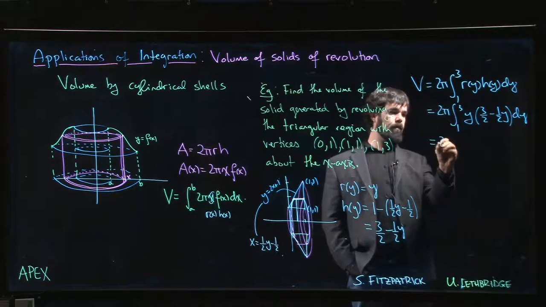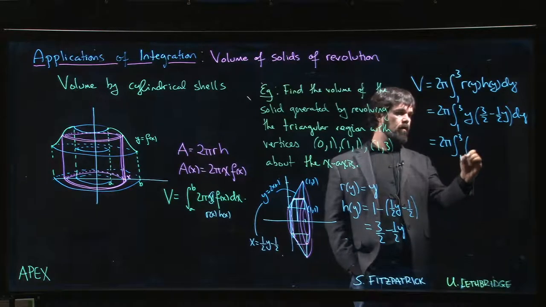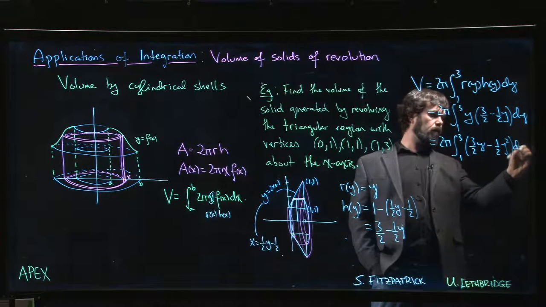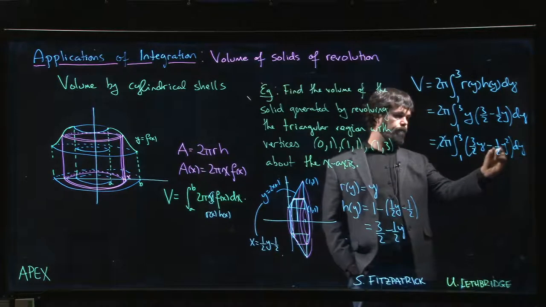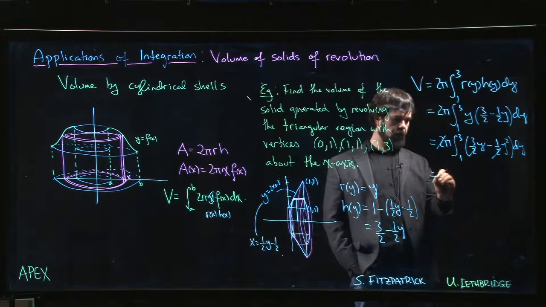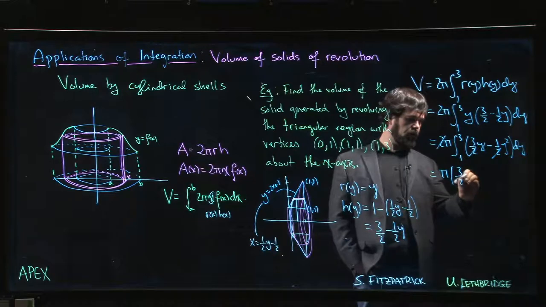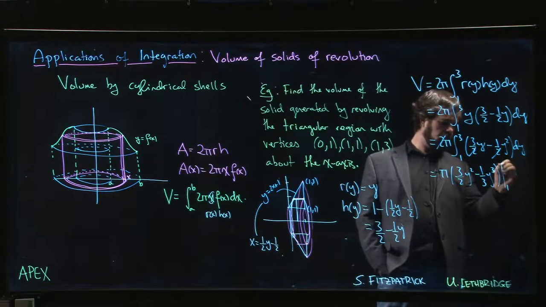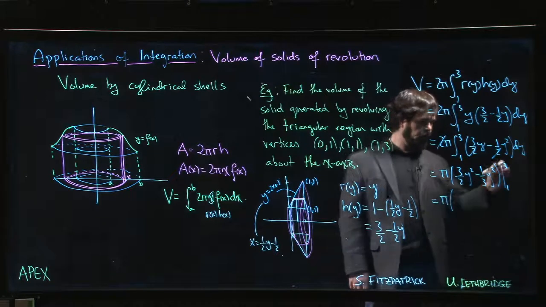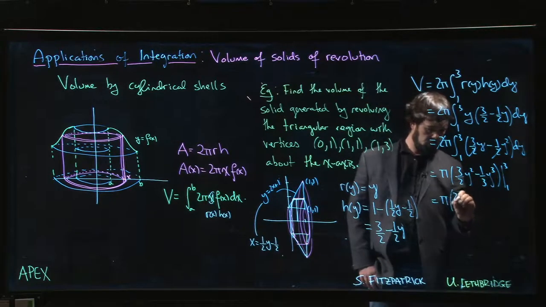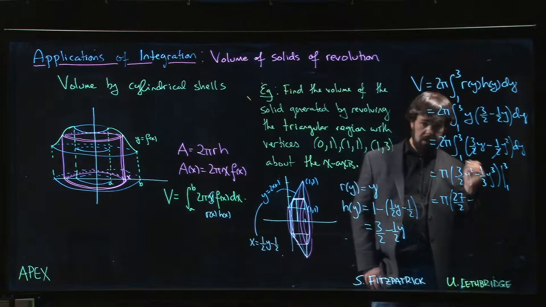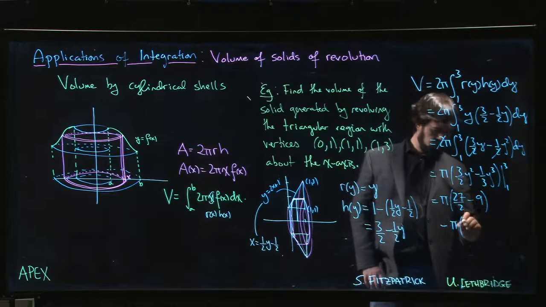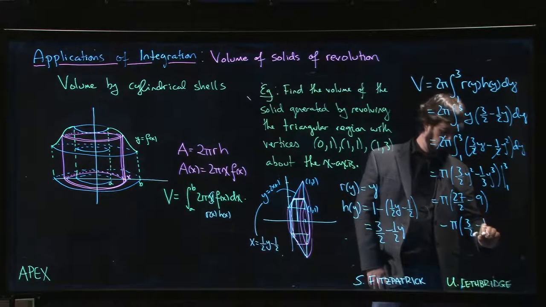So let's clean this up. 2 pi, 1 to 3, 3 over 2 y minus 1 half y squared. If you want, you can cancel the 2s. So what do we get? Pi times 3 over 2 y squared minus 1 over 3 y cubed from 1 to 3. So putting in the upper limit, we get 27 over 2 minus 27 over 3, which is 9. Upper limit minus lower limit, 3 over 2 minus 1 over 3.